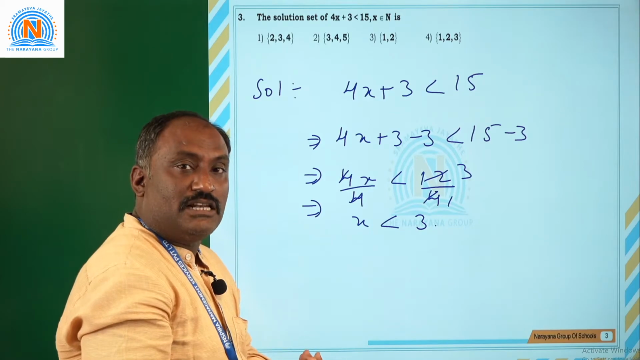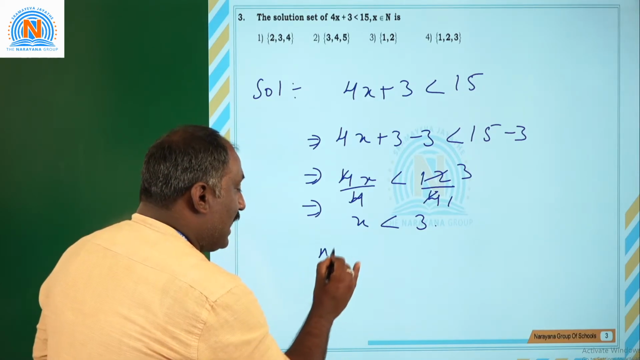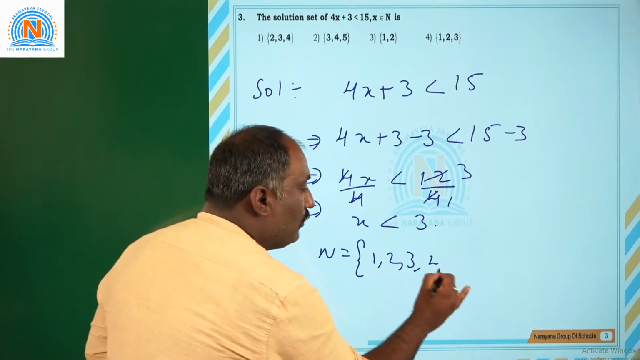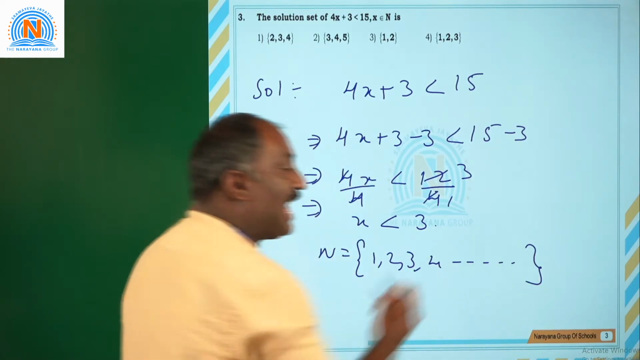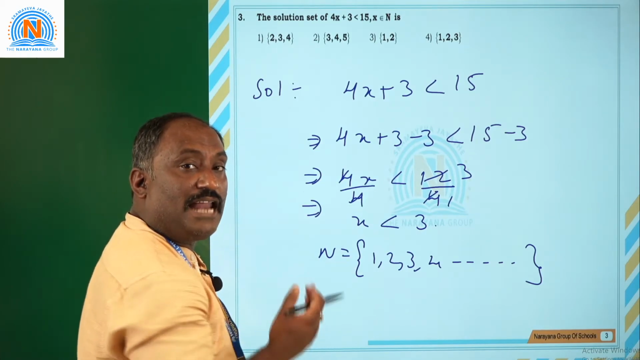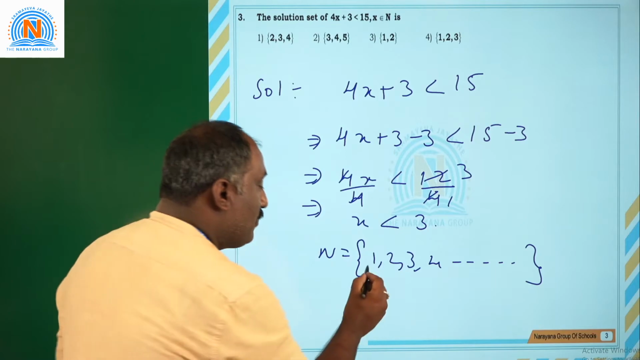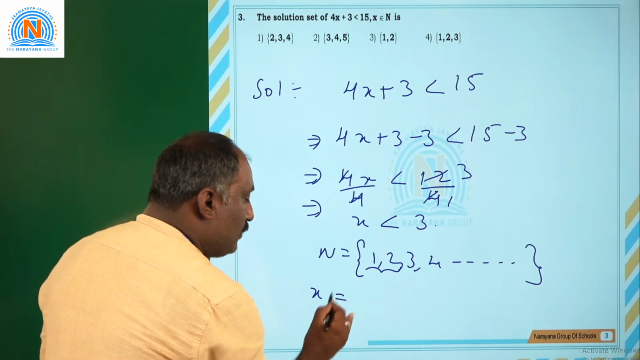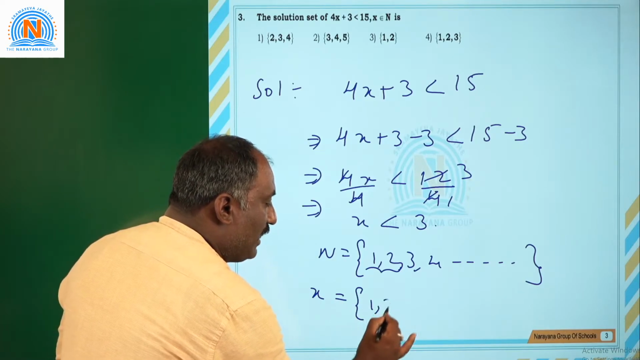So please tell me children, what are the natural numbers? Natural numbers are 1, 2, 3, 4, and so on. In this one they are asking very clearly the x value which is less than 3. What are the natural numbers which are less than 3? You can observe very clearly 1 and 2. So our x value is equal to 1 and 2.